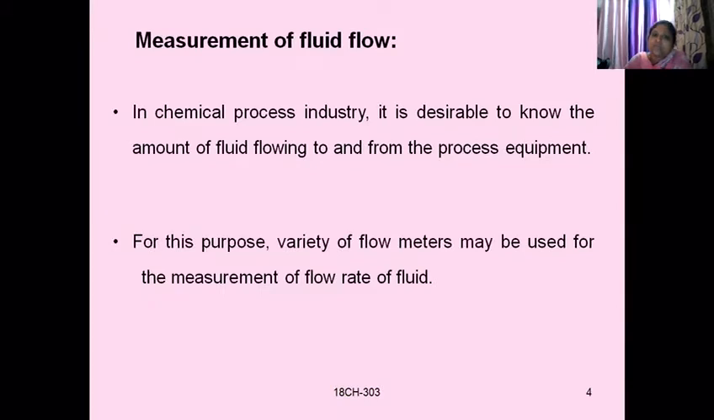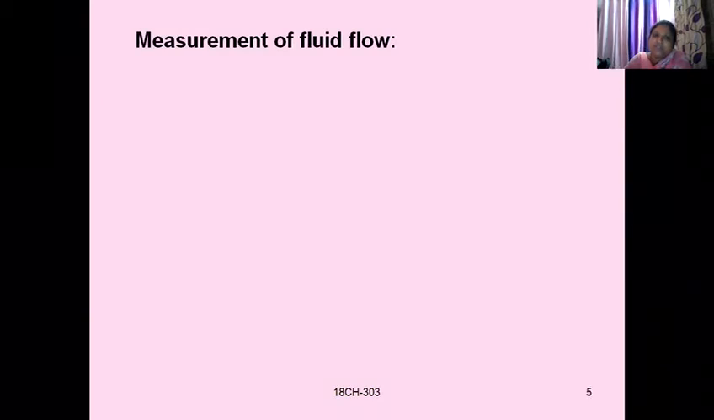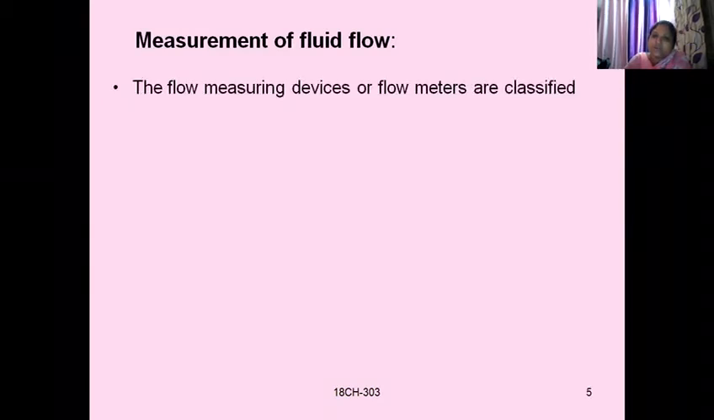For measuring the flow rate of fluids, a variety of flow meters may be used. Metering of fluid is nothing but measuring the flow rate of the fluid. Metering means measuring the flow rate of the fluid, hence we call them flow meters. That is, devices which measure the flow rate of the fluid are known as flow meters.